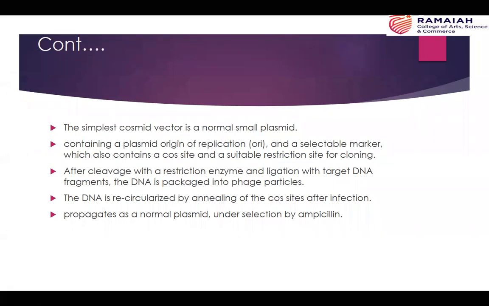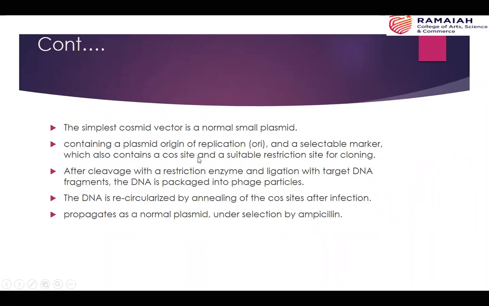So if you look at the simplest cosmid vector, it is a normal small plasmid. So whatever properties are present on a plasmid vector, all those properties are present on this cosmid vector. So what are the properties of these plasmid vectors? It should contain an origin of replication and a selectable marker for selection, and it should also contain a cos site and a suitable restriction site for cloning. Obviously, for cloning to be carried out, it should have a suitable restriction site. So these are all the sequences that are supposed to be present on a cosmid vector.